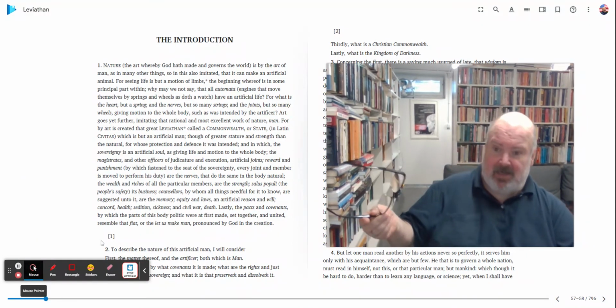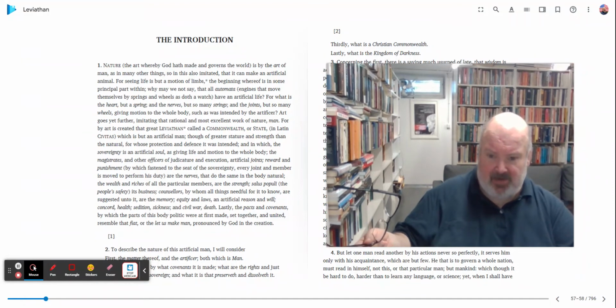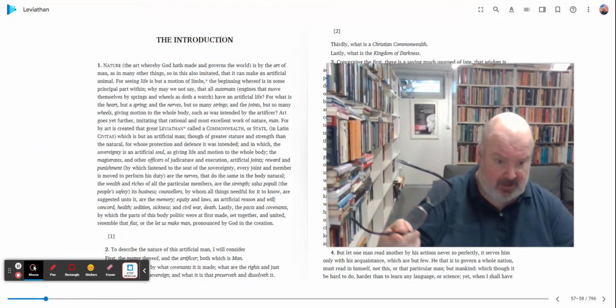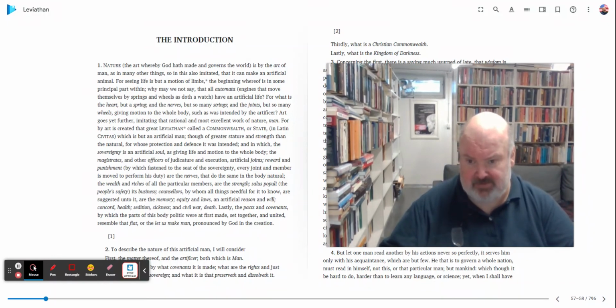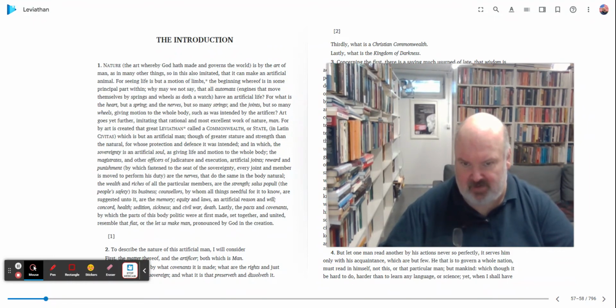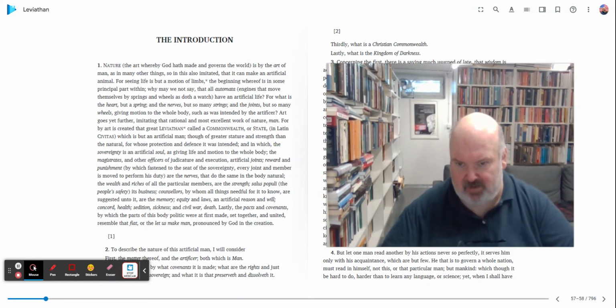This is a copy from the Oxford edition of Leviathan by Hobbes. This is an introduction. I only want to point to this. Hobbes says what? In other words, this is that famous beginning point, he talks about nature, the art by which God has made the world and governs the world, and by the art man, as in many other things, is so in this also imitated that it can make an artificial animal. Seeing life is but the motion of limbs, the beginning thereof is some principal part.